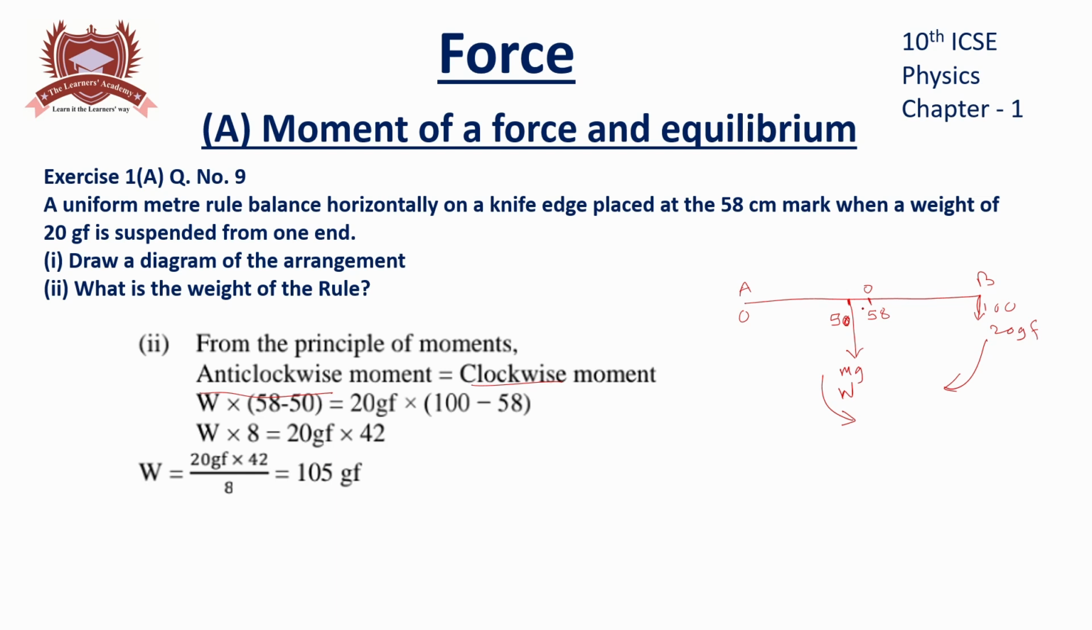Okay, so we have to find the weight. So the force at this point is mg, and it is equal to 58 minus 50. And on the other side we get the clockwise moment. It would be given by 20 multiplied by the distance. So the distance is 100 minus 58, giving us W multiplied by 8 is equal to 20 gram force multiplied by 42, or the final answer would be 105 gram force.